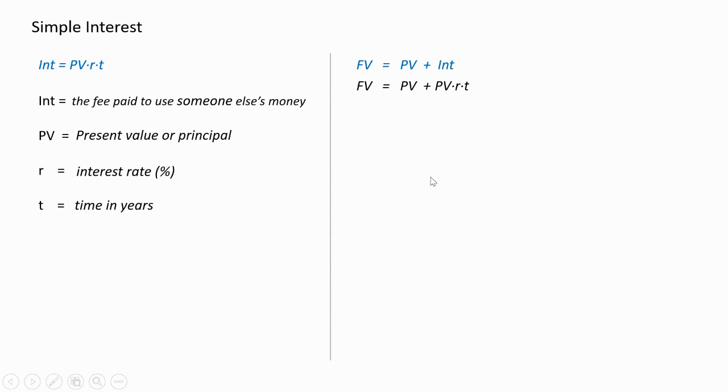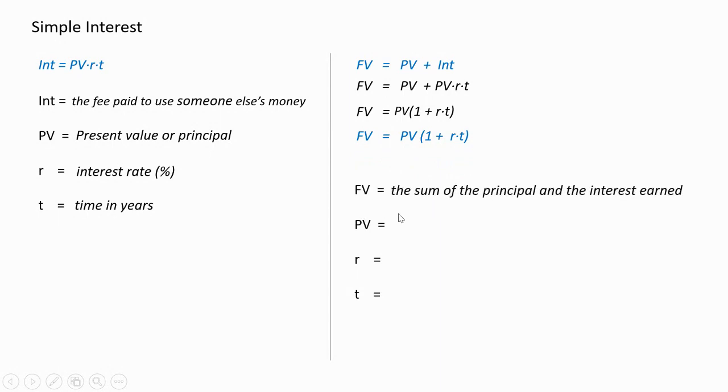So here we're going to use a little bit of algebra. First, I'm going to factor out the PV, because they have the PV in common, which is present value. What's left? 1 plus R times T. Because PV times 1 is PV, and PV times R times T is PV times R times T. So this is a formula for future value. Okay, that's a formula. And what does it mean? The future value is the sum of the principal and the interest earned. The present value is the same as the other formula, the present value or principal, same interest rate, and time is in years also. Well, let's do an example.